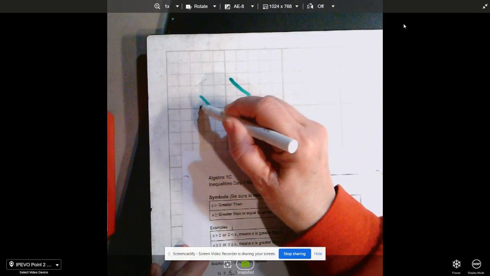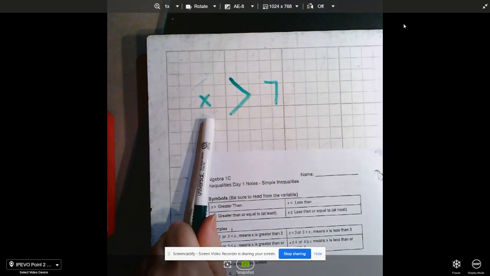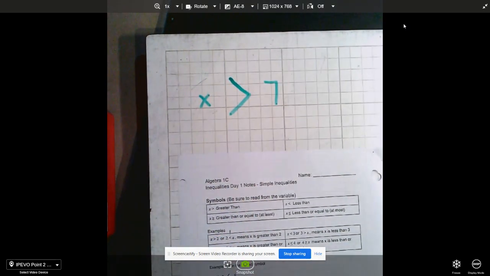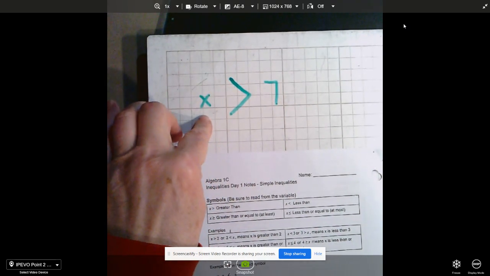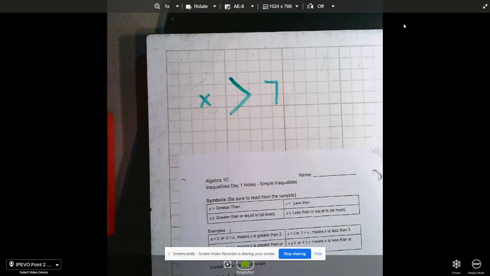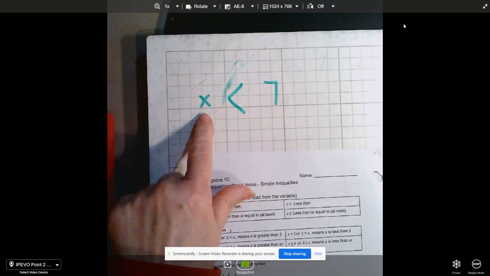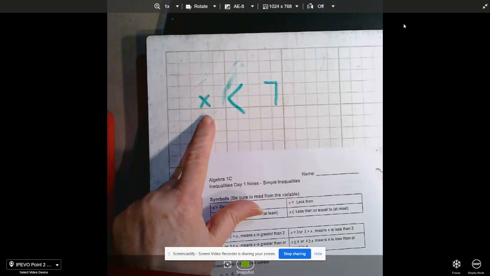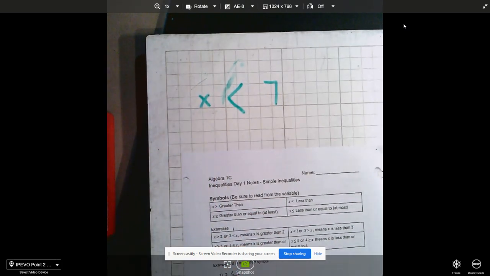So if you have x is greater than 7, then you know whatever x is, it's going to be bigger than 7. You know this is greater because the larger opening side is next to the x, so that's greater than. If you do it the other way, this would be less than. So now x is less than 7, so x could be 6, 5, 4, 1.5, for instance.